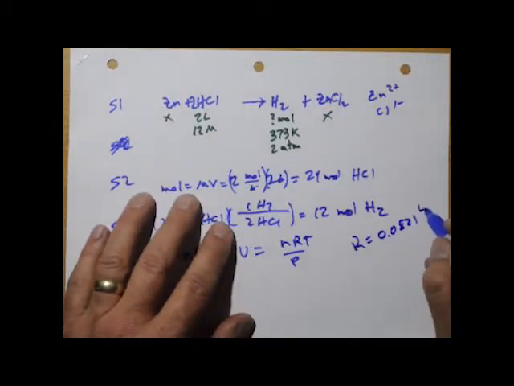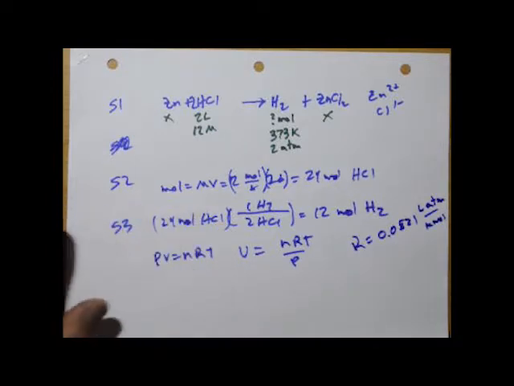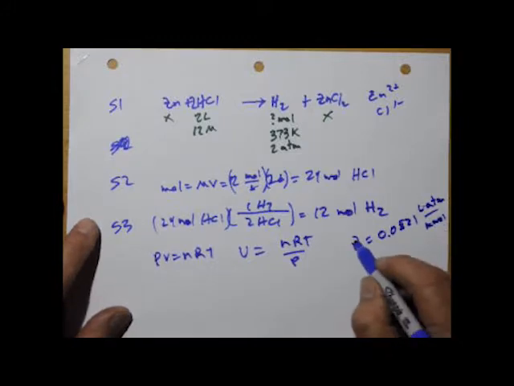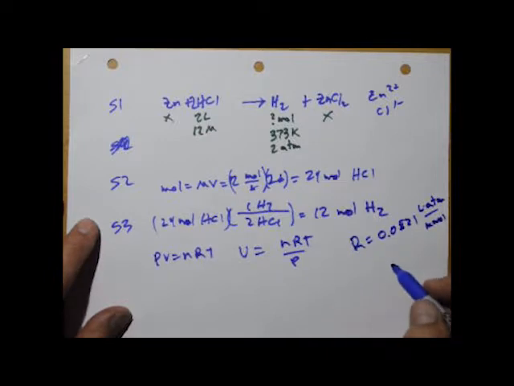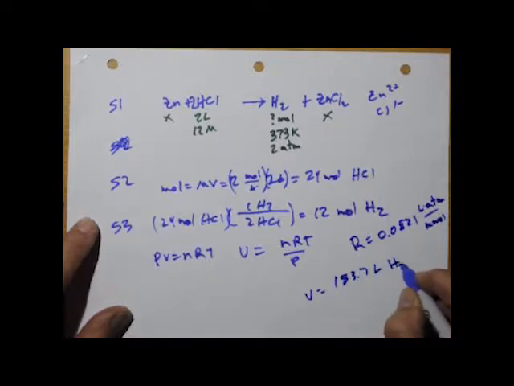That would be, what, liter atmosphere per Kelvin mole, right? I think. I hope. But that's kind of ugly. But it's always going to be 0.0821 now. We're not going to worry about those other numbers. So you throw those numbers in there, and you get the volume is 183.7 liters of hydrogen. Okay, piece of cake, right?